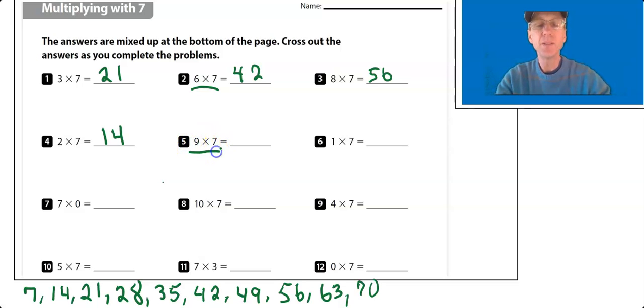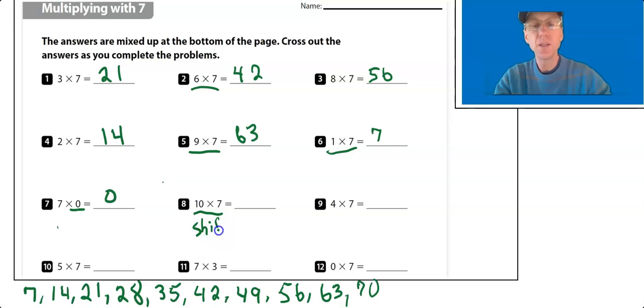9 times 7. Okay, so that's like the last one. 70 minus 7. Okay, 63. Just one you have to remember. 1 times 7. Okay, there's an easy one. We talked about 0 before. That's 7 rows with 0 in each row. So got to be 0. 10 times 7, we talked about shifting. And we're going to come back to more of that at some point. Shifting on a place value chart. That's 70.